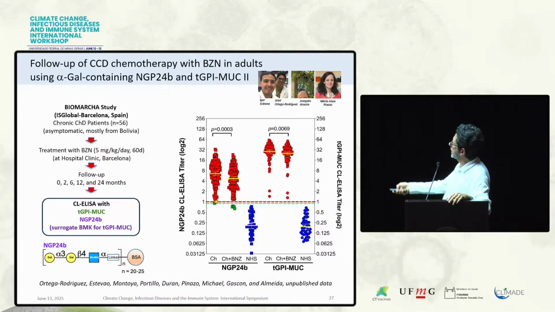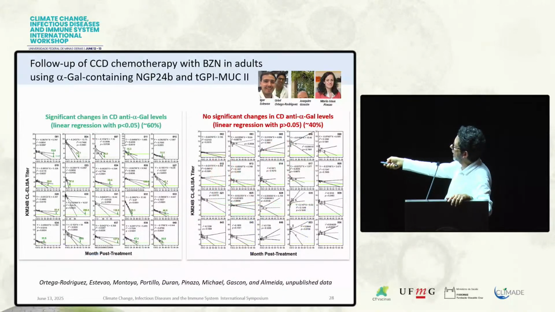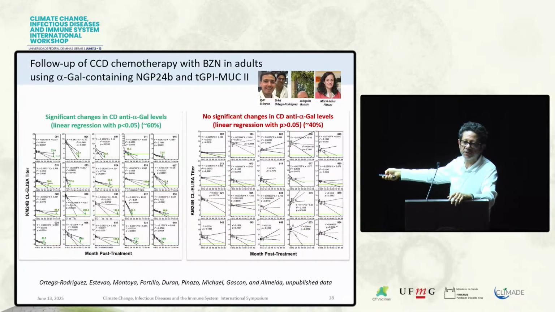So we did preliminary studies in the Bendita trial, which is a trial that was published years ago. We can see that both this NGP24, which is the trisaccharide, shows an overall drop in geometric mean titers. And when you look at the mucins, you also see the drop. There's a very significant p-value, but this doesn't mean anything. You have to look at each individual patient to see the kinetics.